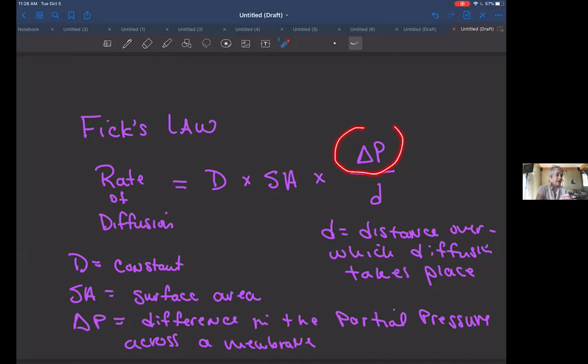And then this delta P, if that increases, the difference between the inside of the alveoli and my capillaries, for example, if there's a great difference in the concentration of gases like oxygen or CO2, then that is going to speed up the rate at which they travel over the membrane. So sometimes this is the delta partial pressure of oxygen, and this is the difference in the partial pressure of CO2. So you'll see that oxygen and carbon dioxide.